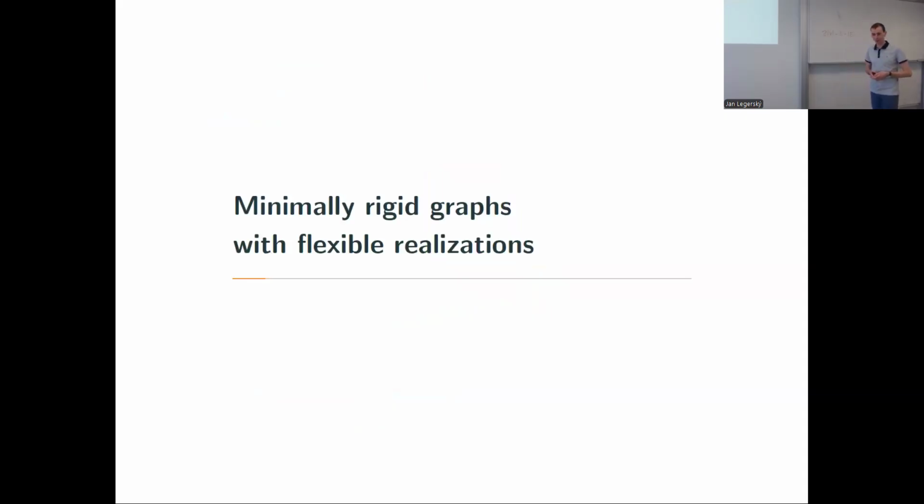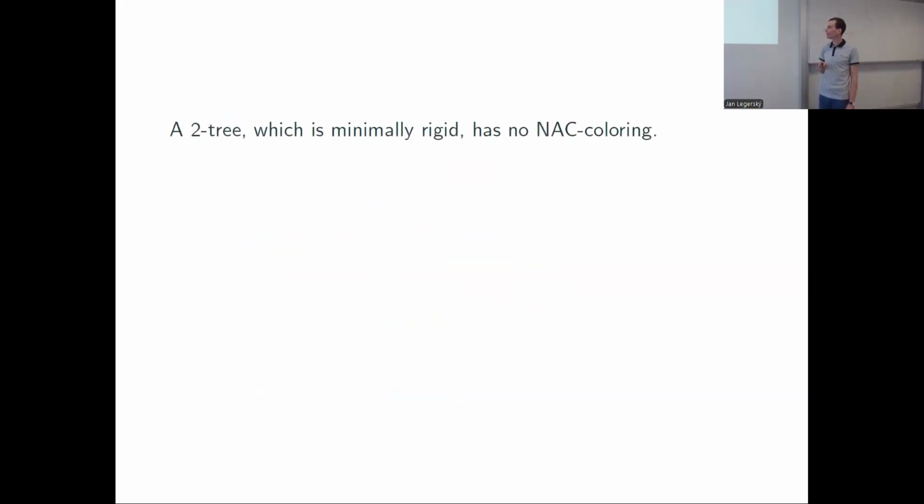So what we try to do is to look at some special class, namely to look at minimally rigid graphs. So now the least number of edges that is necessary to be rigid, so graphs that have this property, whether they admit flexibilization or not.